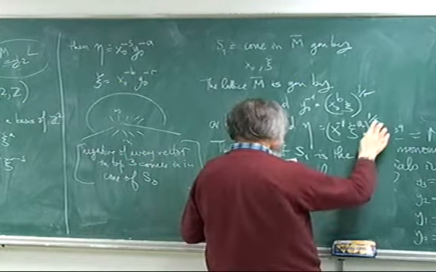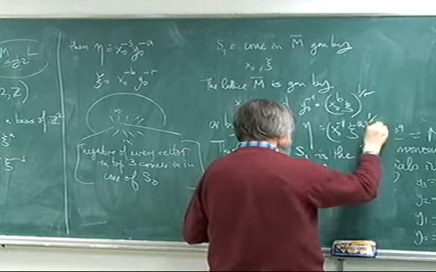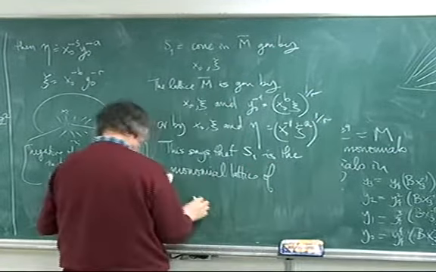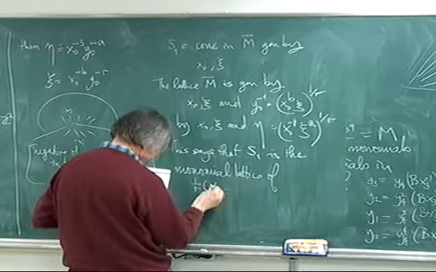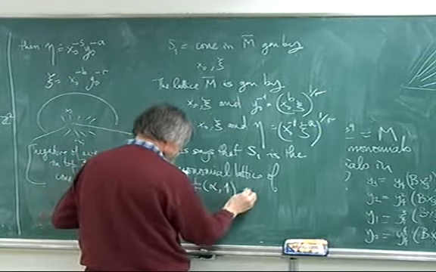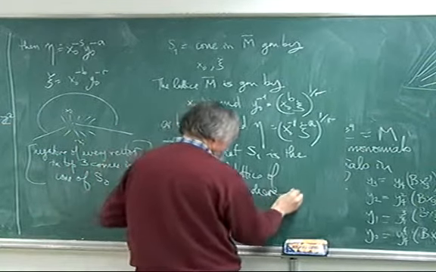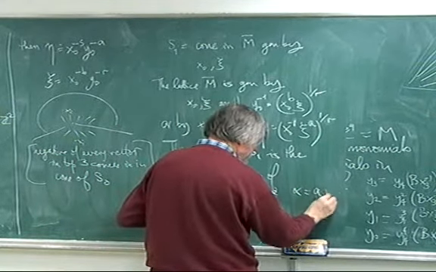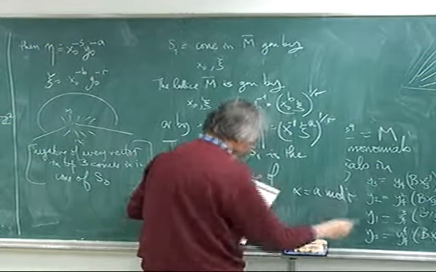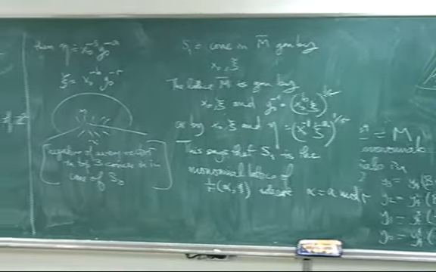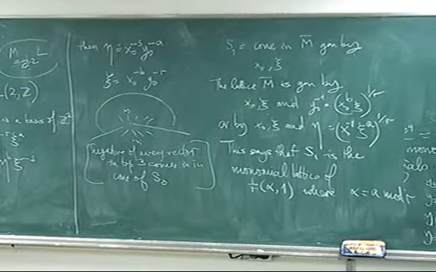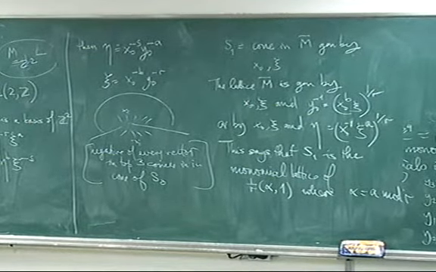I'm sorry, this is nonsense. Monomial lattice of 1 over R of alpha, alpha comma 1, where alpha is A mod R. Yes? So what do I want to do?